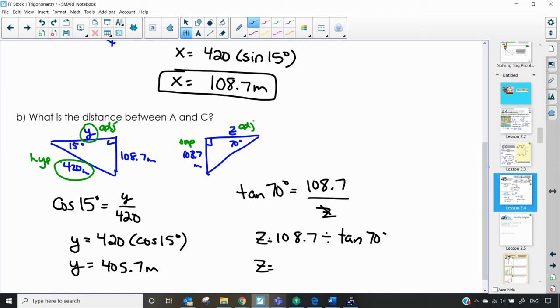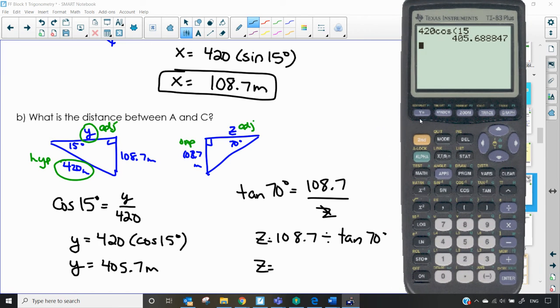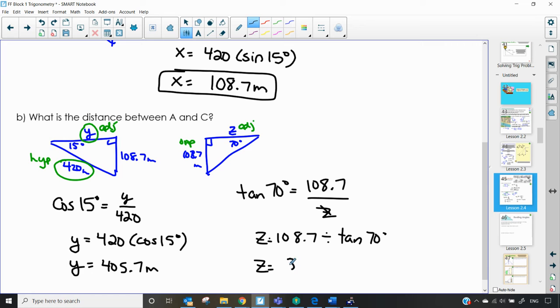Now again, if you have a TI-84 Plus, you can easily just scroll up and find the answer that you need. I'm going to have to redo the calculation here because I cleared my calculator. So I'm going to have 420 times sine 15 gave me that 108.7. Now I'm going to take that number and divide by tan 70. If I had already had other calculations and hadn't cleared it, I could easily type in that number. And again, with the newer calculators, you can just scroll up. So that gives me 39.6 meters.